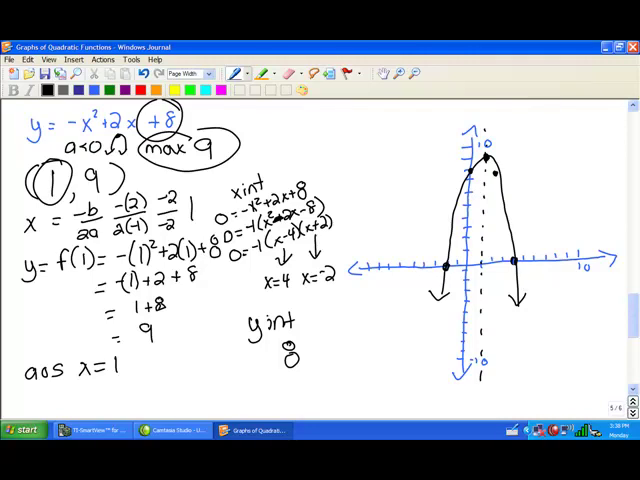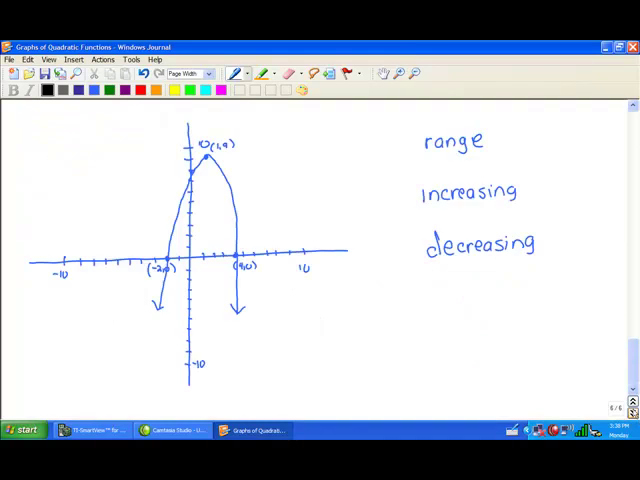Now, let's actually do a little bit of review from what we just got. If they ask you for the range, remember the range is your y values. So it starts at negative infinity, and our highest y value is going to be 9. The range would be from negative infinity to 9.